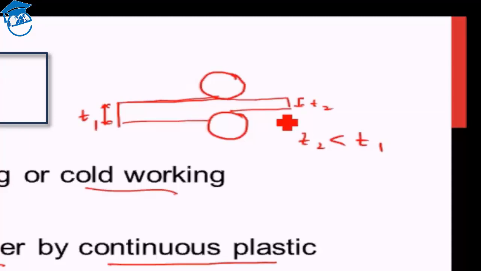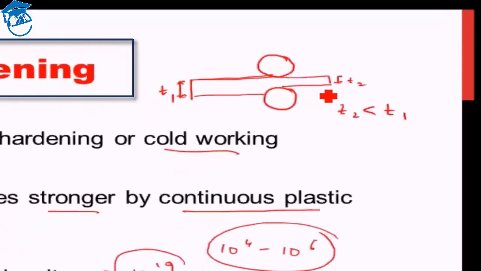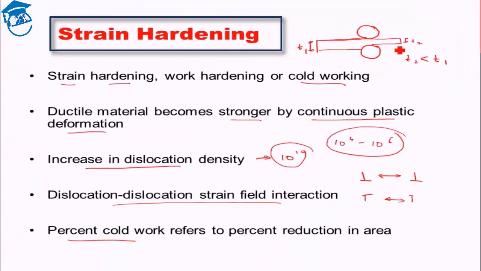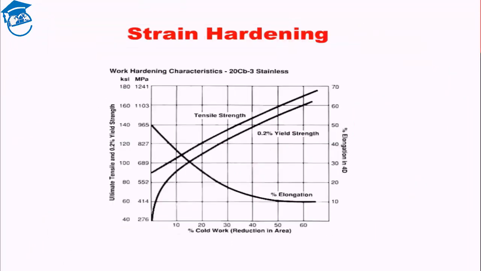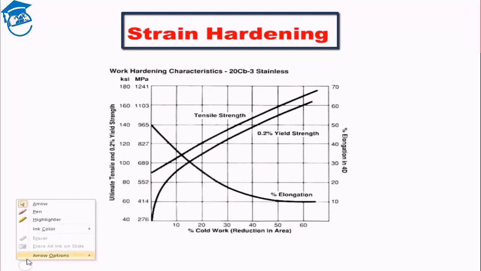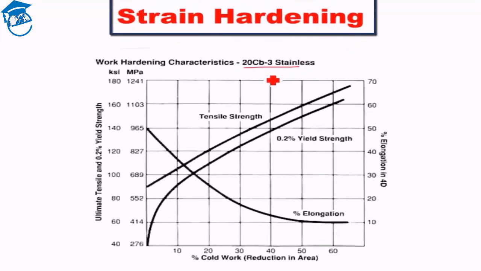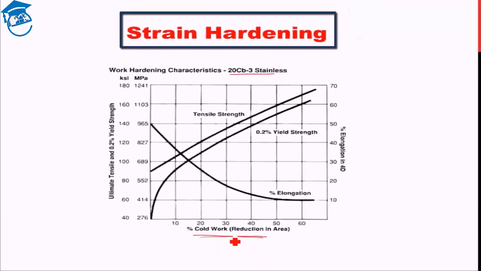Okay, now that we have the fundamentals of strain hardening, let us see what is the influence of strain hardening on a material. This is an example which I have taken up. This is 23 stainless steel, and here the x-axis is percentage cold work or reduction in area. So here we have done reduction in area plotted against three things.